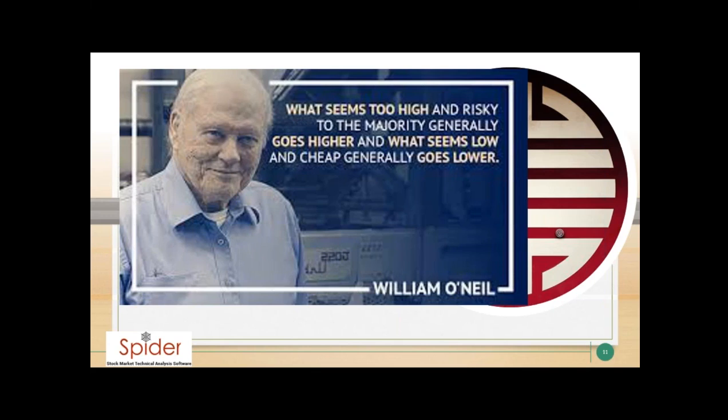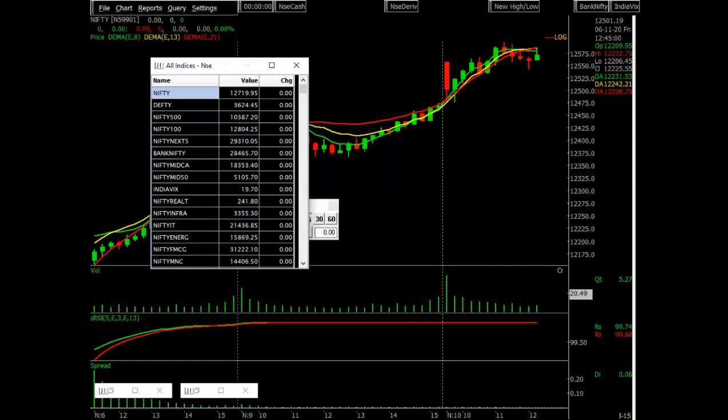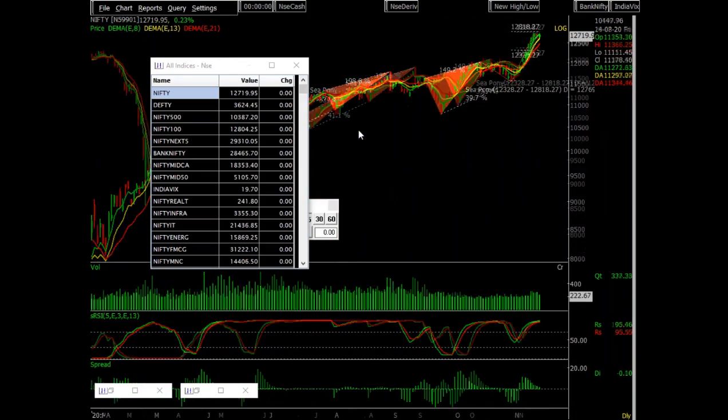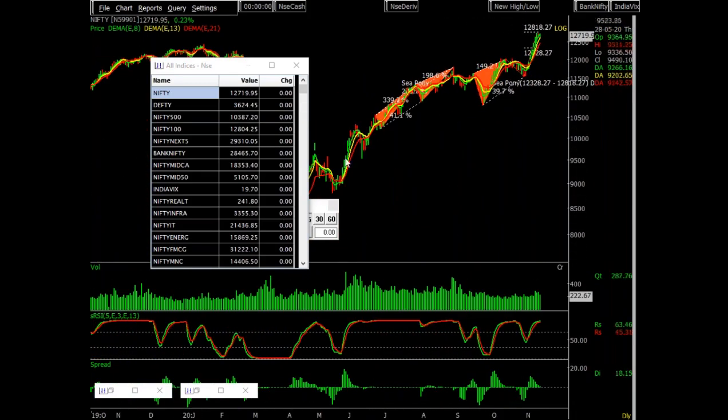Okay, people, the majority. I can give you a simple example of the current scenario of Nifty. At the lower levels there were many signals generated. In Nifty, if I talk about the daily chart, at these lower levels many signals were generated. But people were afraid, thinking it's a risky trade, whether it will go higher or not.